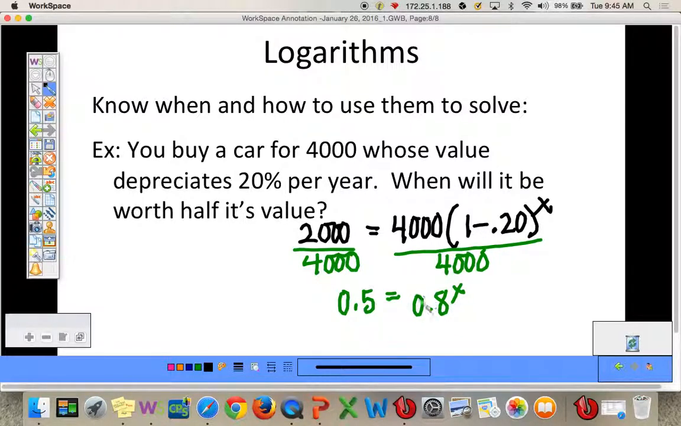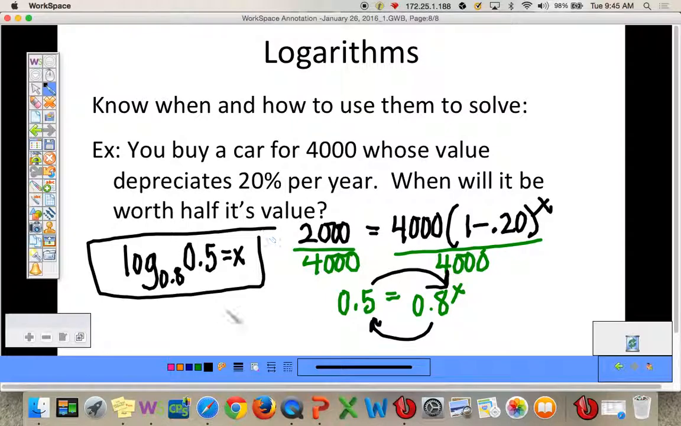Here you could use guess and check. I would just use a log. The base is 0.8, and then remember to loop it around. So log base 0.8 of 0.5 equals x. And then you type that in your calculator to figure out how long it will take to be worth half of its value.